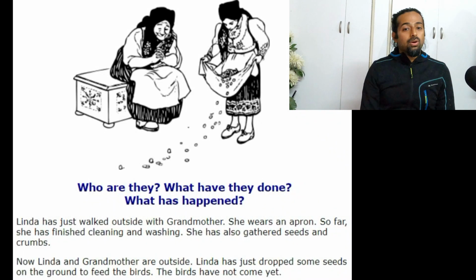Who are they? What have they done? What has happened? Linda has just walked outside with grandmother. She wears an apron. So far, she has finished cleaning and washing. She had also gathered seeds and crumbs. Now Linda and grandmother are outside. Linda had just dropped some seeds on the ground to feed the birds. The birds have not come yet. Got it? Let's move on to the next one.